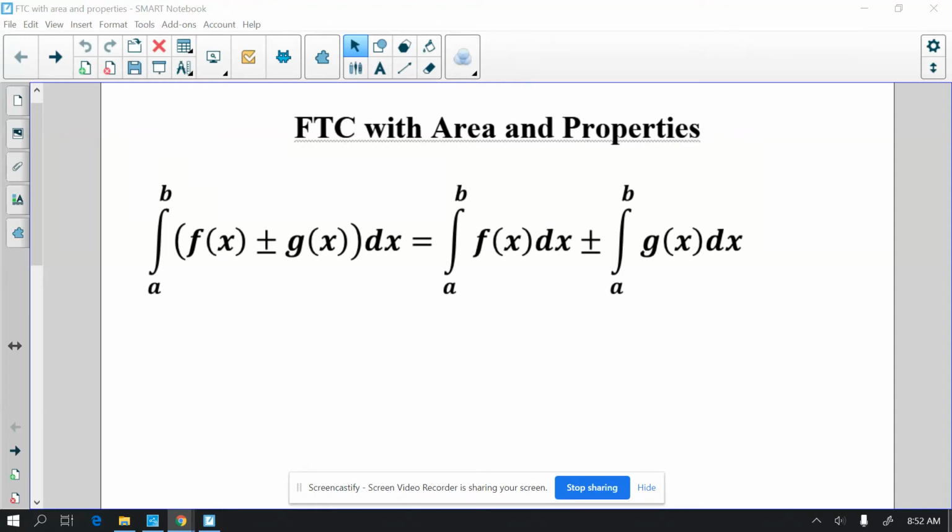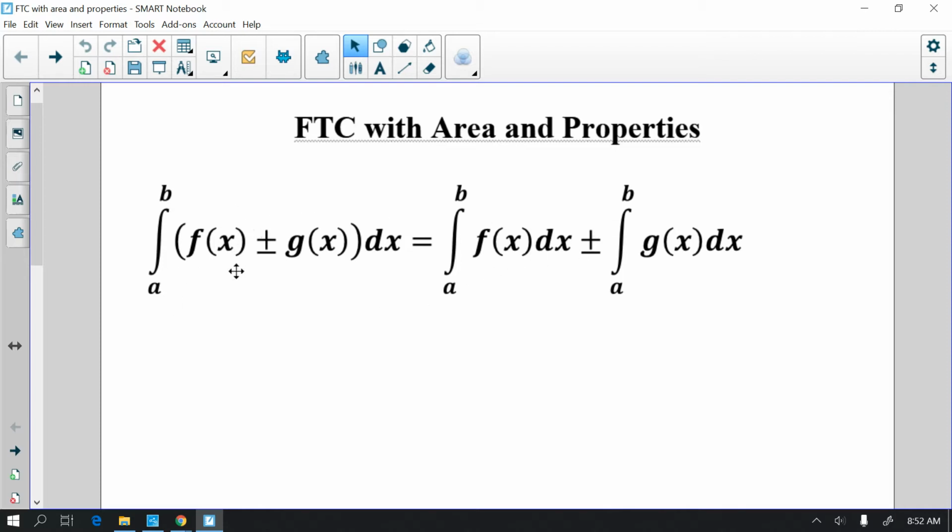All right, so today you're going to work with the fundamental theorem with area and our properties of integrals, kind of a combination of a bunch of things, again bringing a lot of this stuff together. So back in the last unit, when we talked about the properties of definite integrals, this was one of the properties that we talked about.